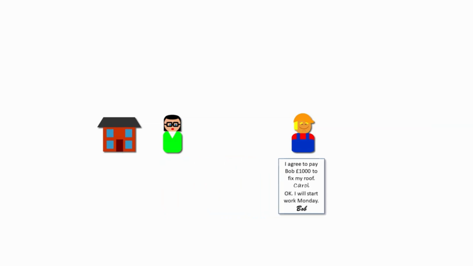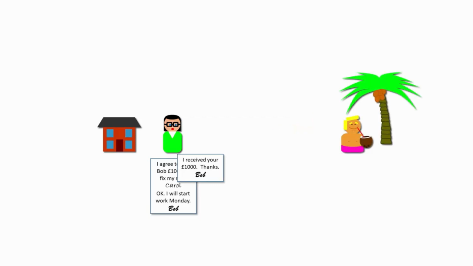Bob signs the piece of paper and sends a copy back to Carol in the post. Carol sends Bob the money. Bob writes a note to Carol to say he's got the money. He signs this receipt and he sends it to Carol in the post. On Monday, Bob doesn't turn up. He's gone on holiday for a week to spend the money.